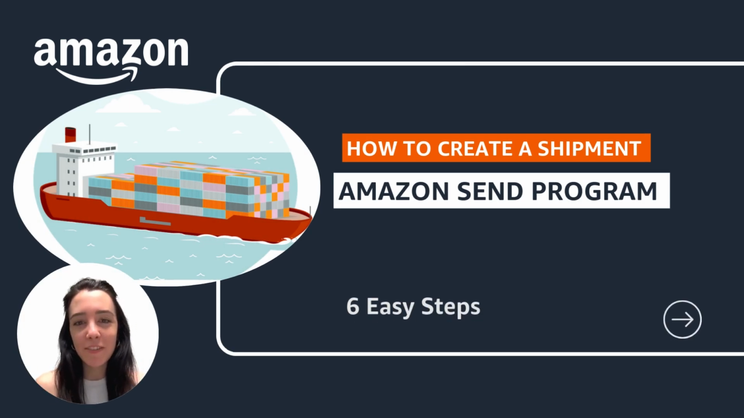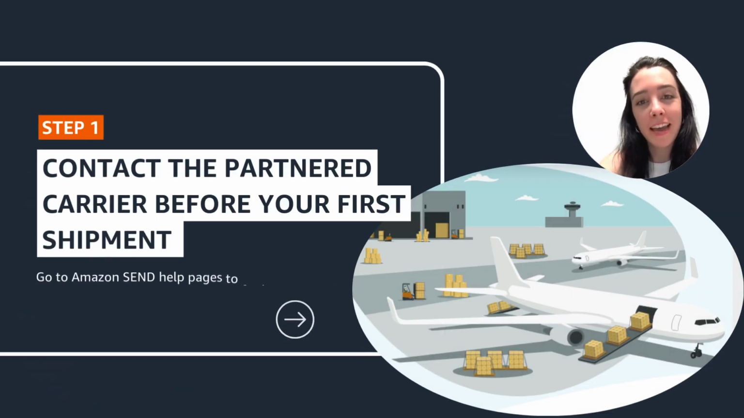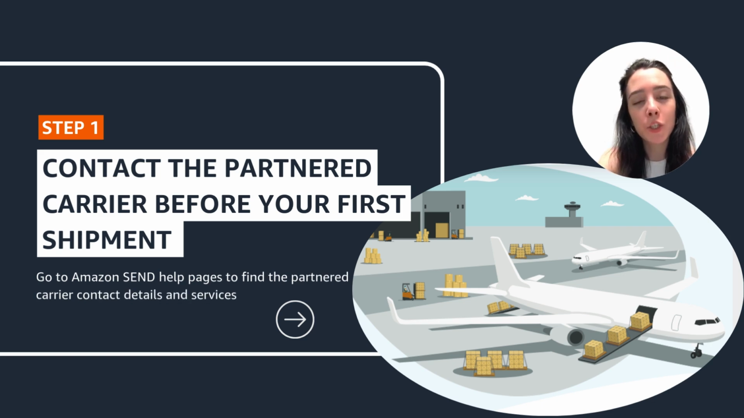Hi, this is Irene from Amazon Australia, and I'm here to show you how to create a shipment using the Amazon Send program. Step 1. Amazon Send helps sellers to inbound inventory from China into Amazon fulfillment centers in Australia via ocean mode and air mode.